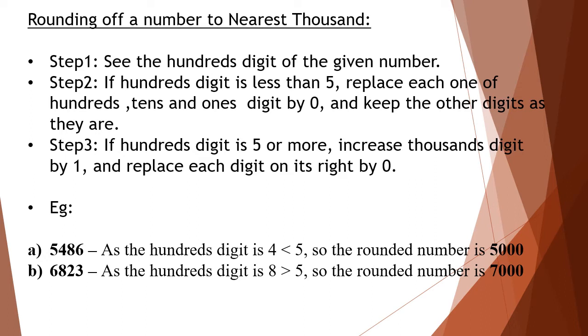Again, in the second example, 6823, our hundreds place is 8, which is greater than 5. So we will increase the thousands digit by 1. We are increasing 6 to 7 and so our answer is 7000.